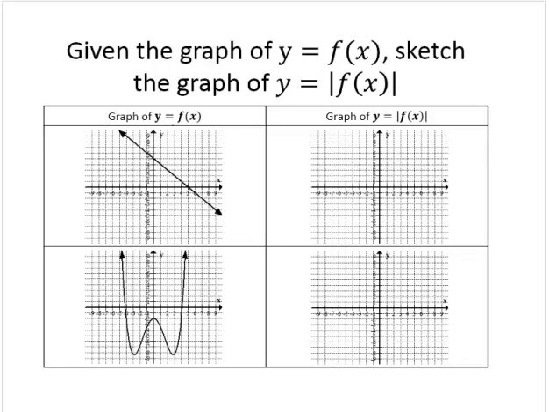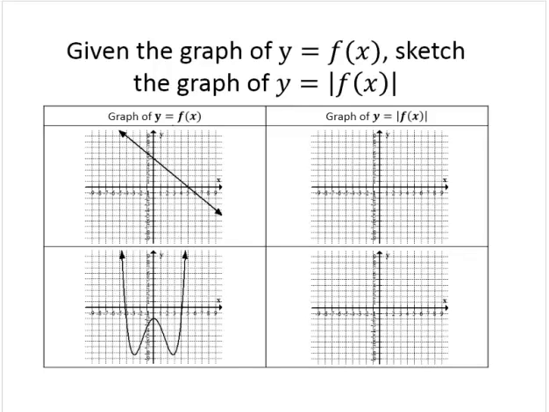Given the graph of y equals f of x, sketch the graph of y equals the absolute value of f of x. So when we sketch the graph of the absolute value of a function, the absolute value will take any of the outputs that were negative on the original function and turn them positive, and leave all of the outputs that were positive alone.